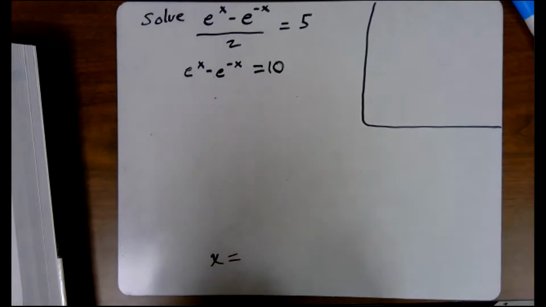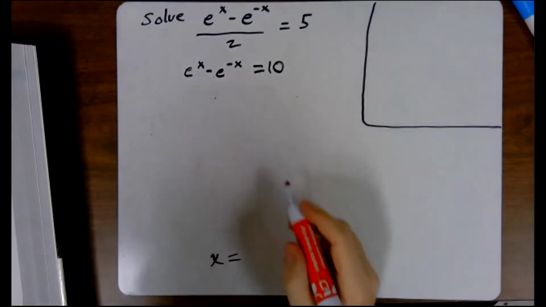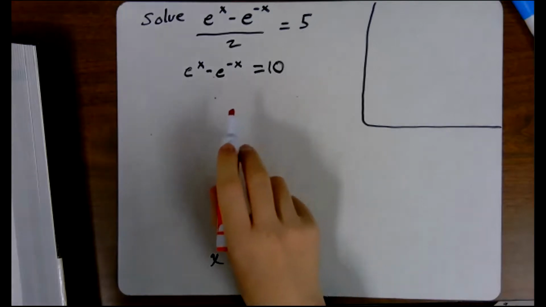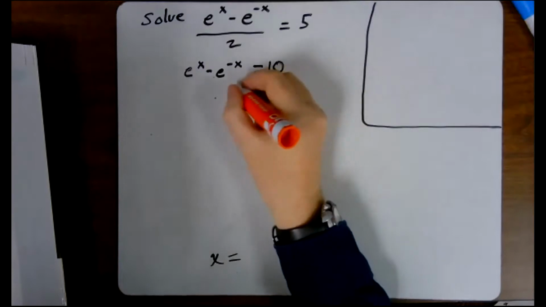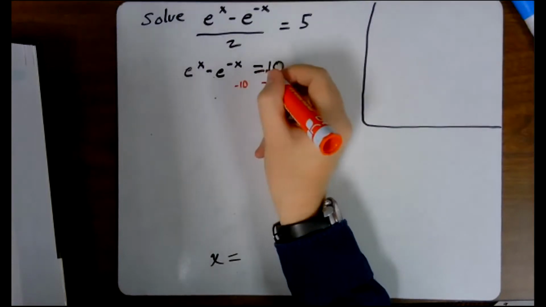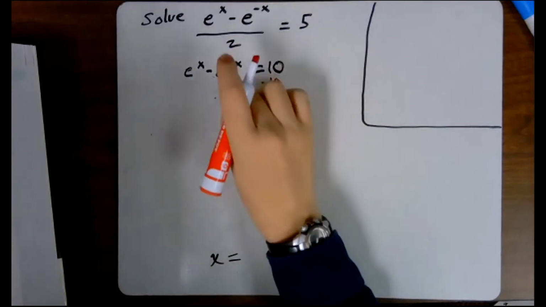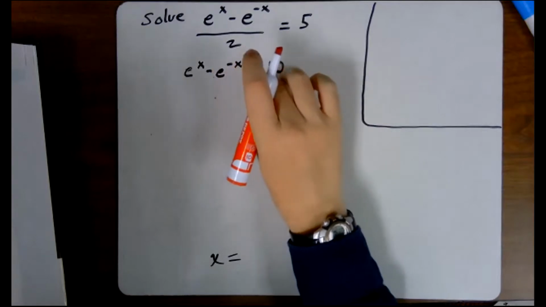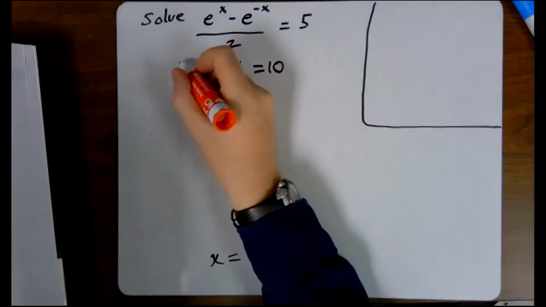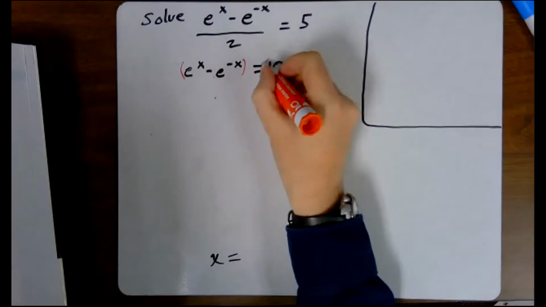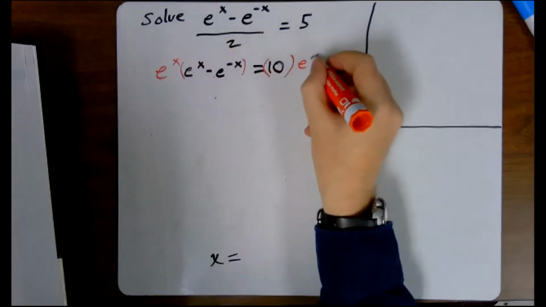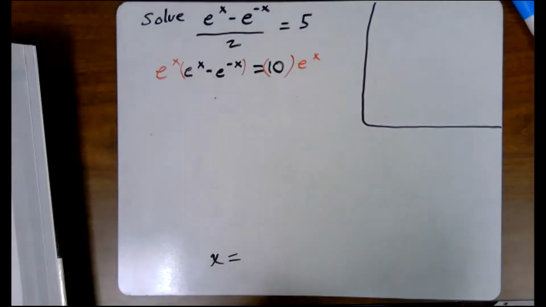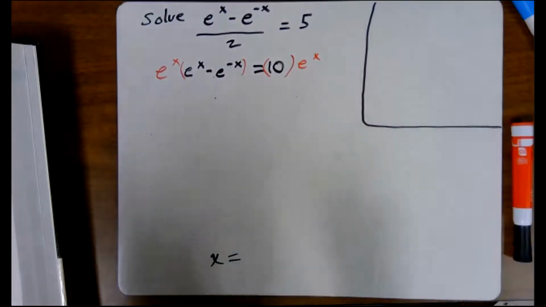Now check this out. I'm going to do something interesting. First I'm going to go ahead and subtract 10 from both sides. Well, you know what? I'll do that. So look at what happens if I multiply both sides by e to the x. The right side becomes e to the x.